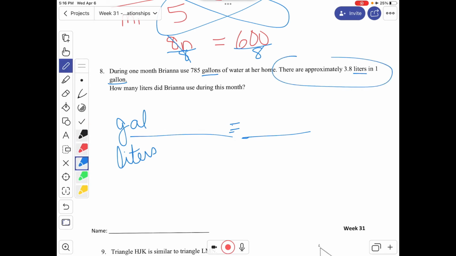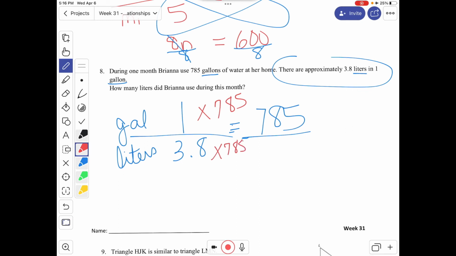The rate is there in one sentence, 3.8 liters, 1 gallon. And we're predicting for 785 gallons. There is a clear relationship. We need to multiply 1 times 785. So if we do that on bottom, we will have the answer. 785 times 3.8.